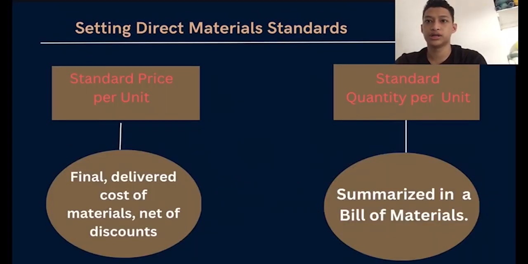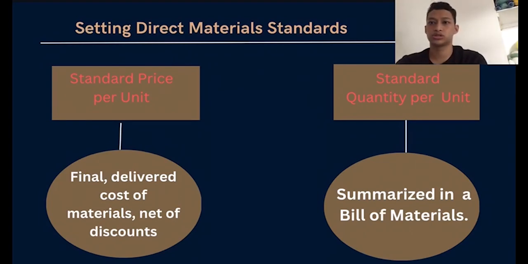Setting direct materials standards. Now, ideal standards can only be attained under the best of circumstances, so they don't allow for any work interruption. They require employees to be continually working at 100% peak efficiency. In the real world, this just isn't practical, so we use something called practical standards, which are high but they are attainable.